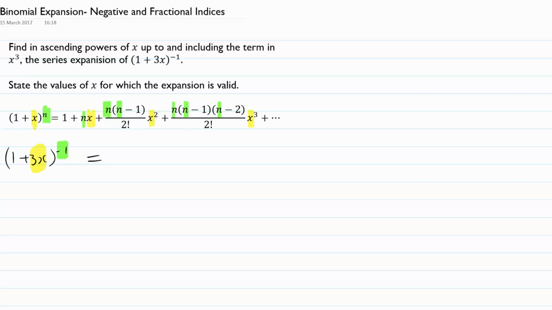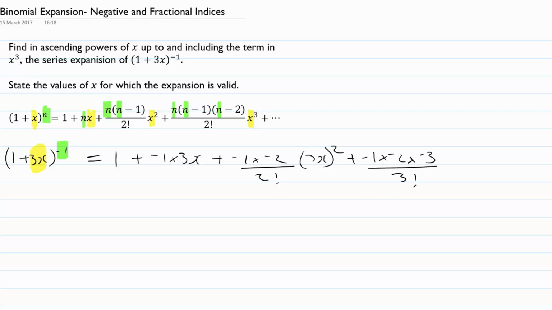So let's expand that. We've got 1 plus n, which is minus 1, times x, which is 3x, plus n, which is minus 1, times n minus 1, which is minus 2, over 2 factorial, times x squared. Well, we've got 3x all squared. A common mistake is not to square the 3. Plus, same again, n is minus 1, n minus 1 is minus 2, n minus 2 is minus 3, divided by 3 factorial, and we've got 3x all cubed. And that's as far as we need to go, up to the term x cubed.